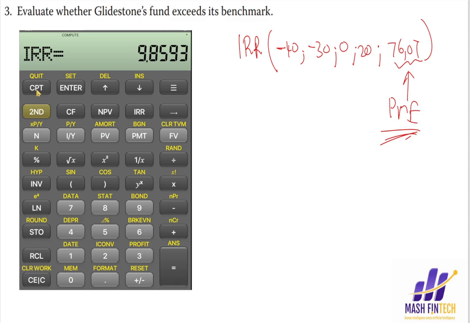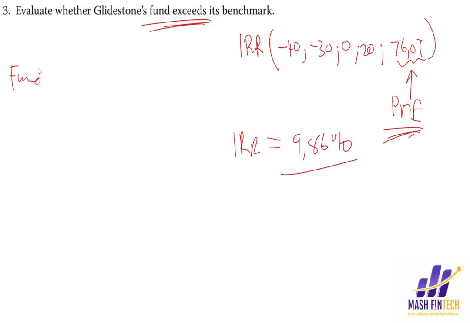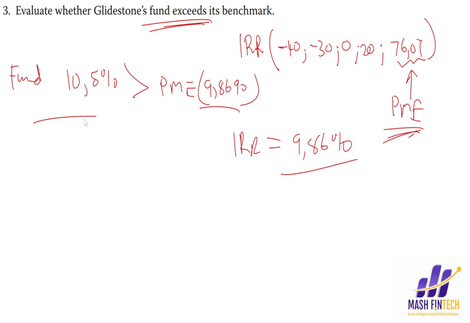Let's just say 9.86%. All right. So you're going to get an internal rate of return of 9.86%. Then you compare this to the fund, the benchmark, with an internal rate of return of 10.55%, and this is greater than the private market equivalent, which is 9.86%. So you have answered this particular question.